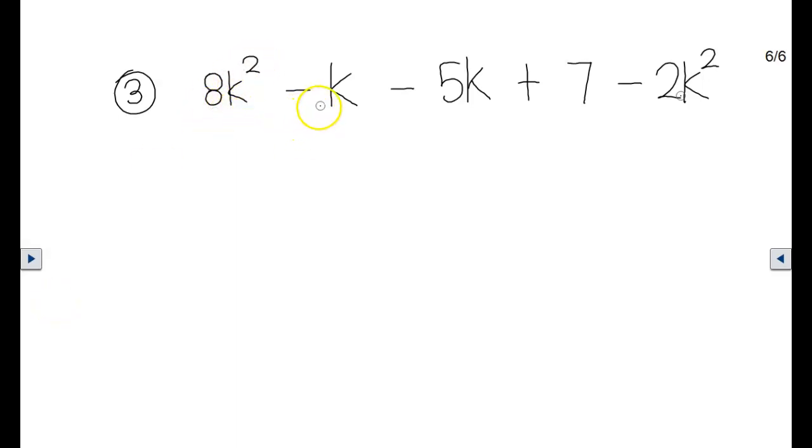Here we have number part, variable part. The number is missing, so we know it's a 1. So this minus 1k is term number 2. Variable part, number part. So right here, this minus 5k is term number 3. Plus 7 has a number part, no variable. We know that's okay there. Okay though, he's still a term. So there's term number 4. And then minus 2k squared is term number 5. So 5 terms in this problem right now.